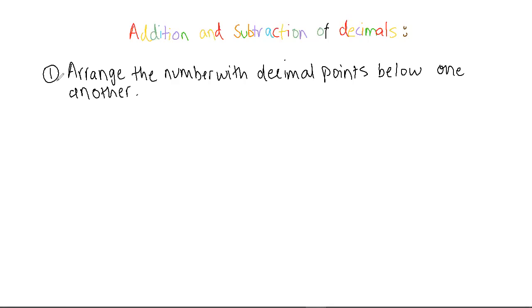The first rule basically says arrange the numbers with decimal points below one another. Let's take a sample problem. We'll take any decimal sum, say for example 18.2 plus 6.09. Whenever I see this sum, I'll take any number from these and put it here, and then I'll take the other number and write it below the already taken number.